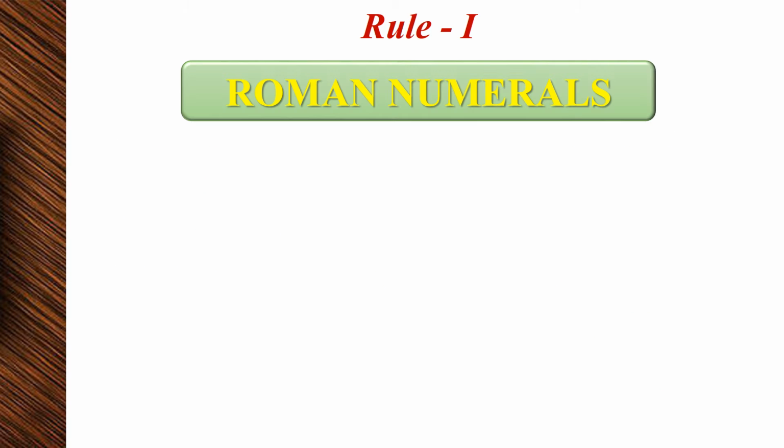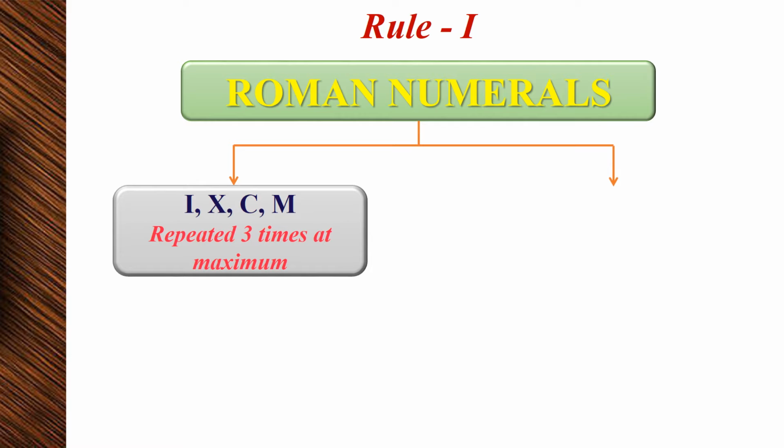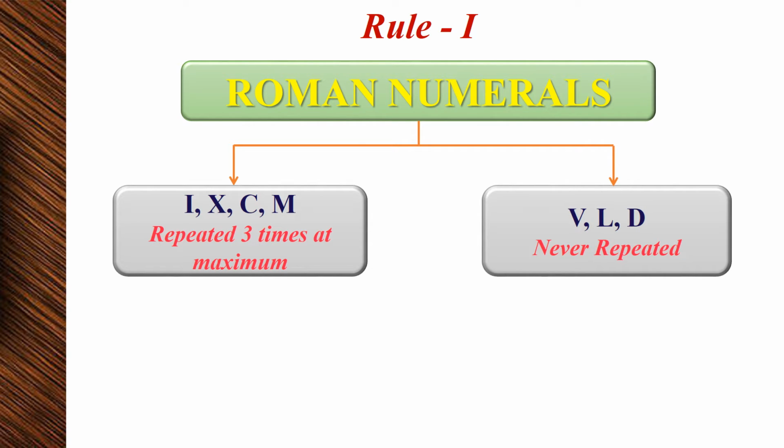In rule 1, how can we use Roman numerals? Let us see. I, X, C, M are the symbols repeated 3 times at maximum. Only these 4 symbols can be repeated 3 times at maximum. But V, L, D cannot be repeated, never repeated. So keep it in mind that I, X, C, M only can be repeated 3 times at maximum.